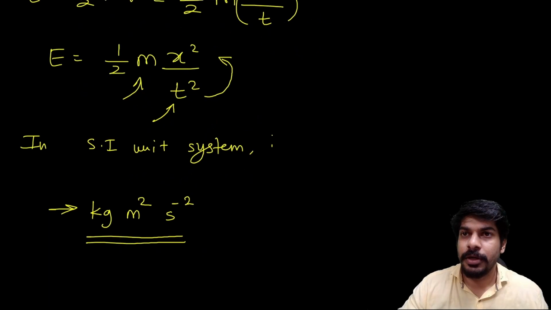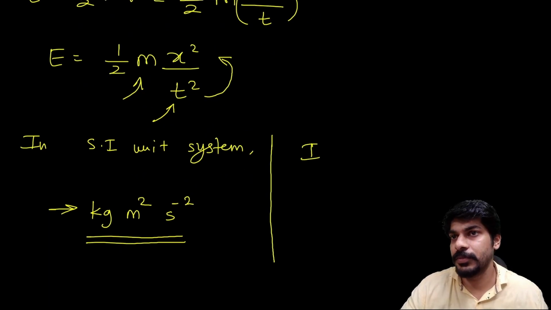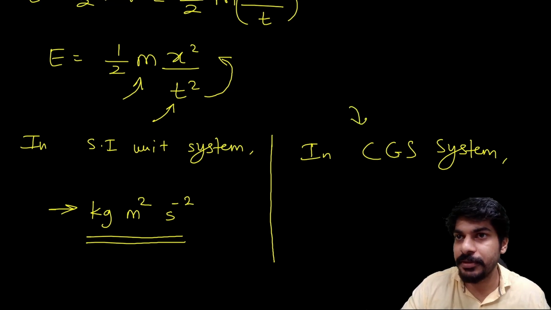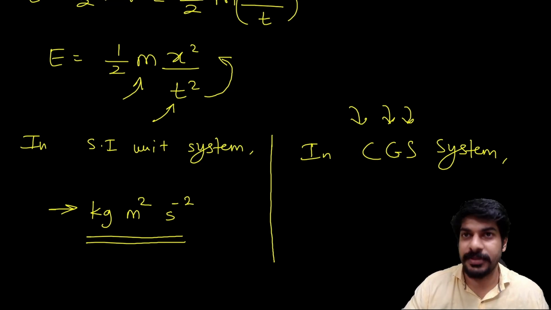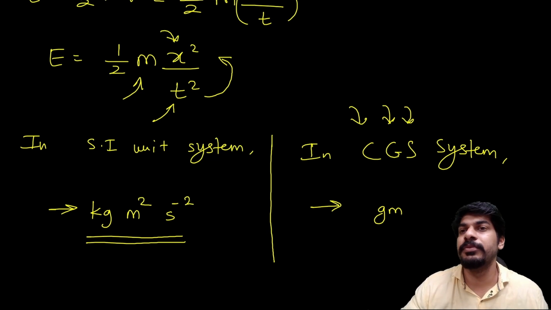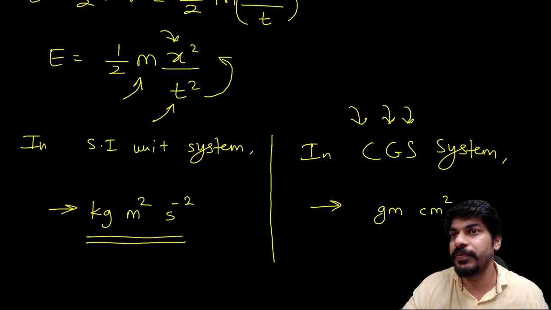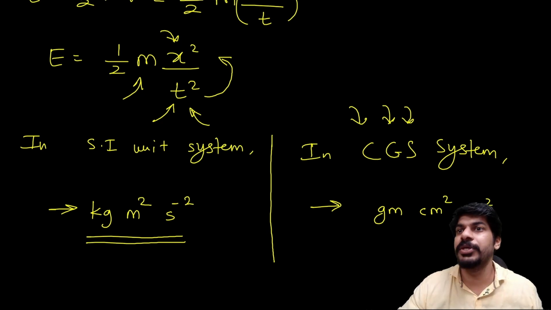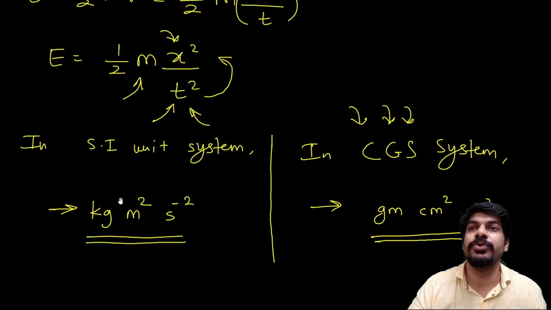Now in the CGS system, the unit would be, CGS is what? Centimeter, gram and second, right? So in terms of this system, the unit would be, first is mass, so it will be gram. Then we have x squared, so it will be measured in centimeter squared, and this time squared, that will be second to the power minus 2. So this will be the unit in terms of the CGS unit system.